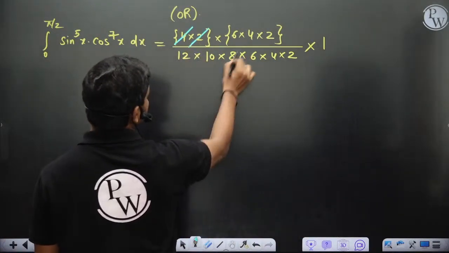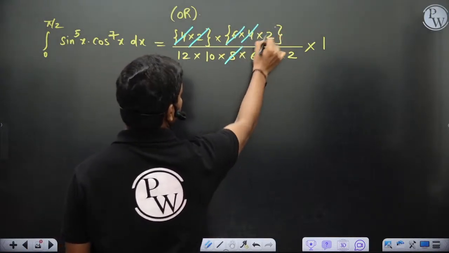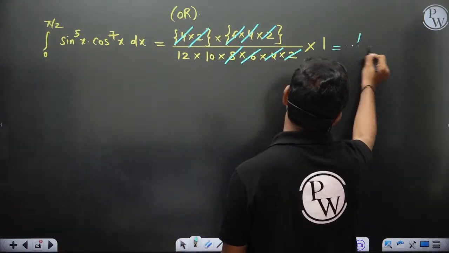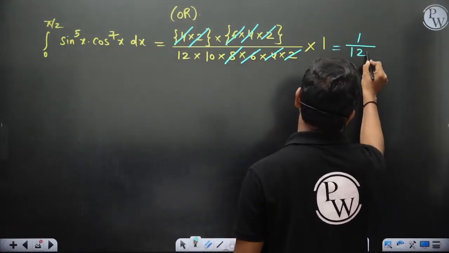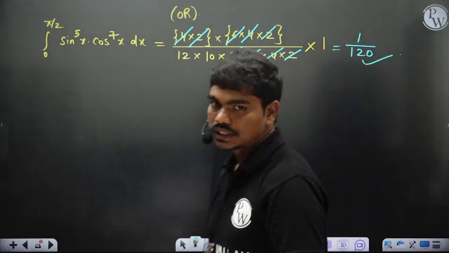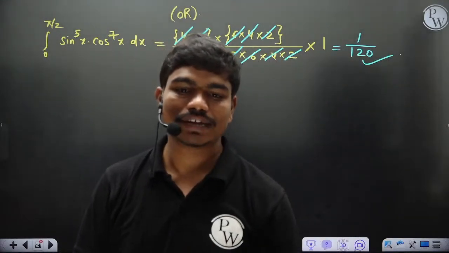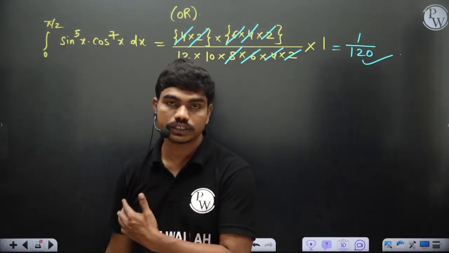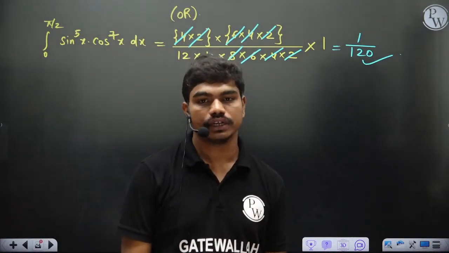4 2s are 8, and 6 4 2 cancels the 6 4 2, so finally you have nothing in the numerator, so 1 divided by 12 times 10, that is 1 by 120. That's it. So that's how reduction formulas will greatly save time when you have to do calculations. And many times we'll take advantage of these reduction formulas and simplify a lot of things.